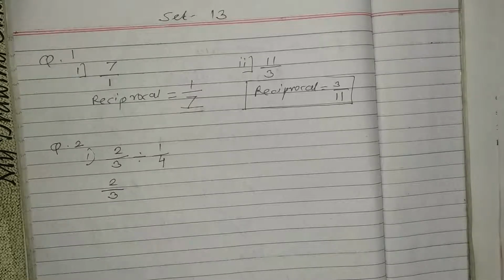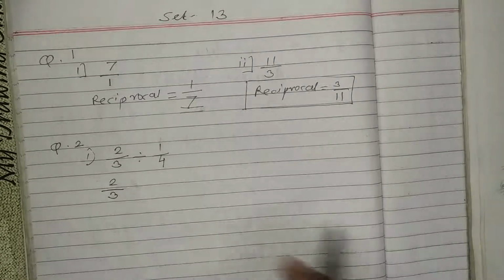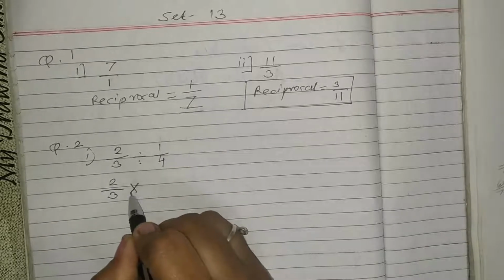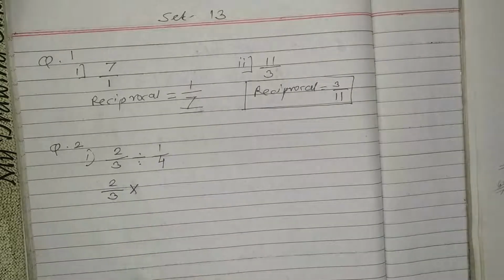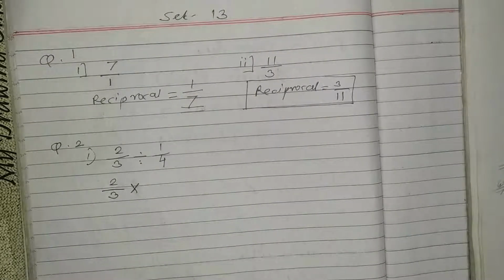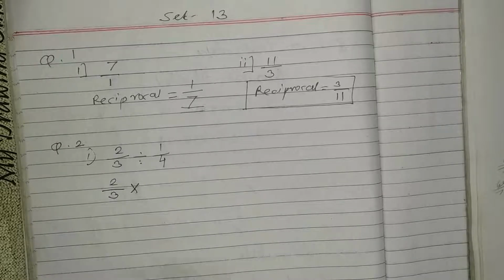Now second fraction. Second fraction, instead of divide, give multiplication sign. We cannot directly divide, student, like multiplication we can't divide directly. So this method we have to follow. It's already mentioned in your textbook also.